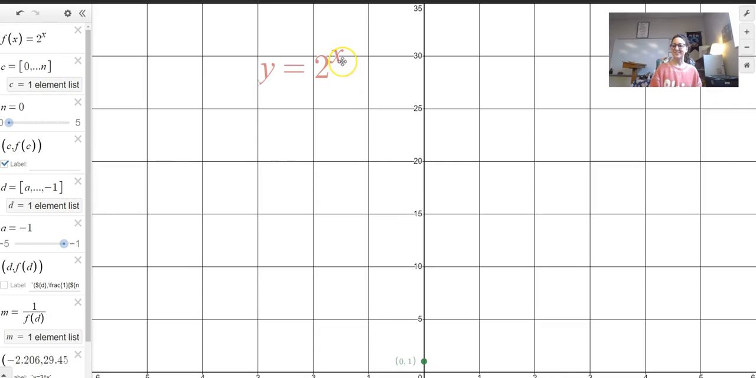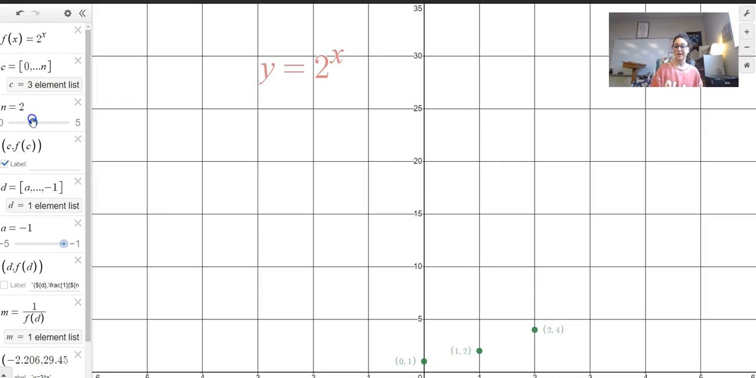So for example, if I put 0 in for x, well remember 2 to the 0, anything to the 0 is 1, so I should have the point 0, comma 1. Let's keep going on. If I plug in 1 for x, I should get 2 to the 1, which is 2, right? So I should have the point 1, comma 2. If I put 2 in for x, my y value is going to double, right? So now I have 2 to the 2, which is 4, so I should have the point 2, comma 4.